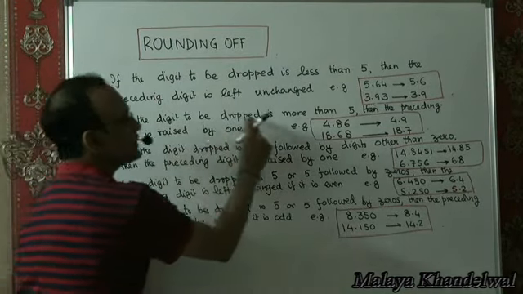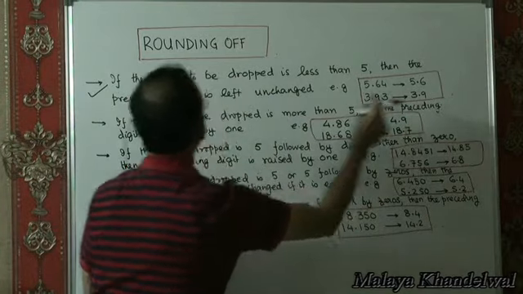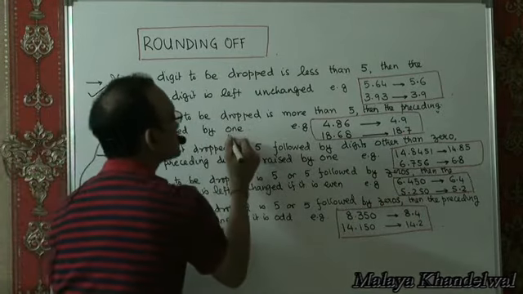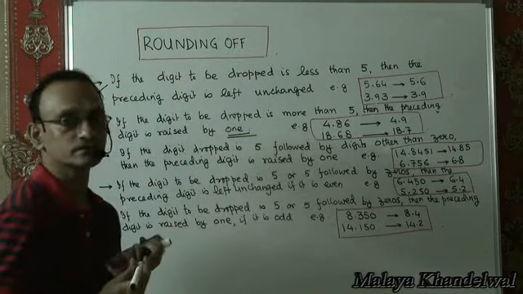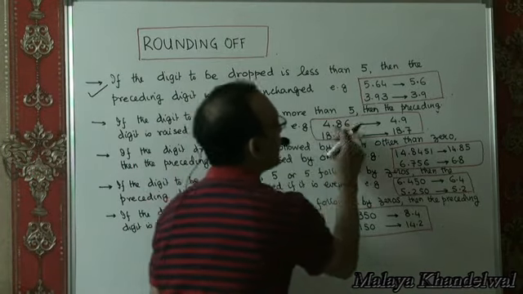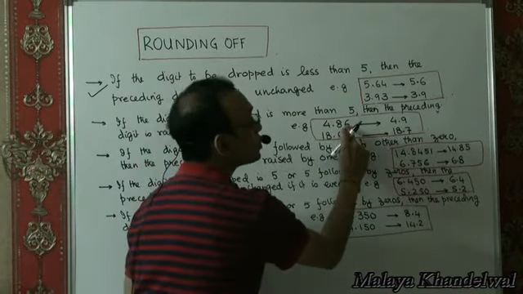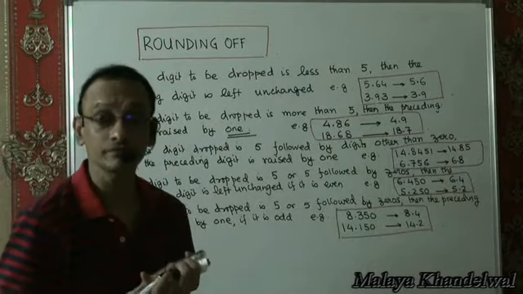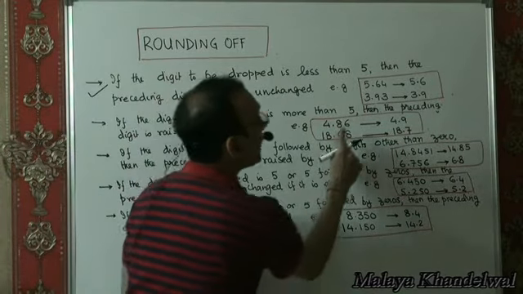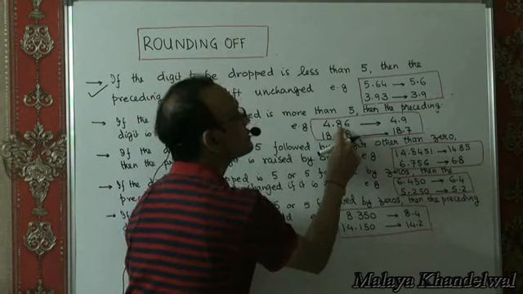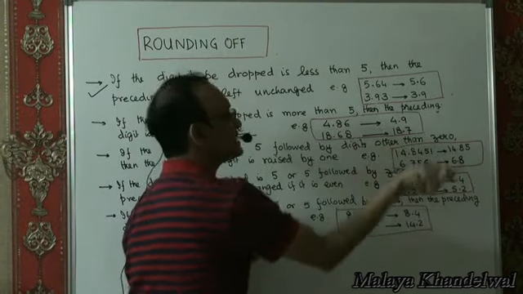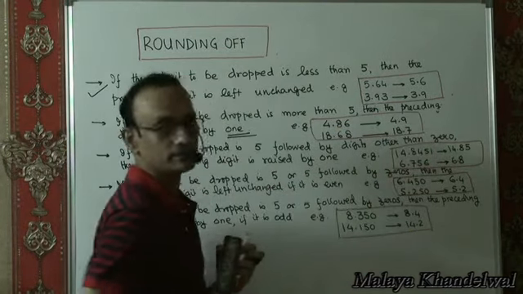If the digit to be dropped is more than 5, then the preceding digit is raised by 1. Now 4.86. I want to drop 6. 6 is more than 5, and if 6 is more than 5, then the number preceding that would be raised by 1. So this will become 4.9.